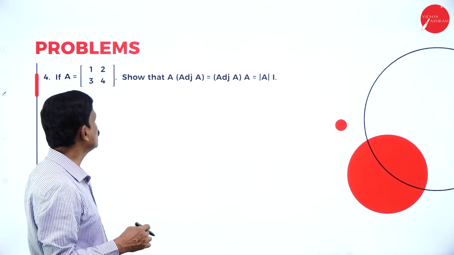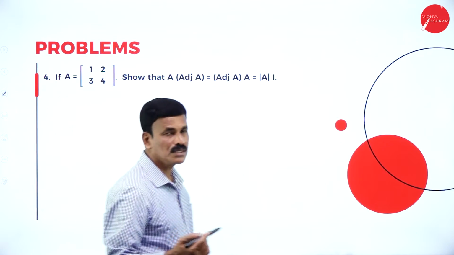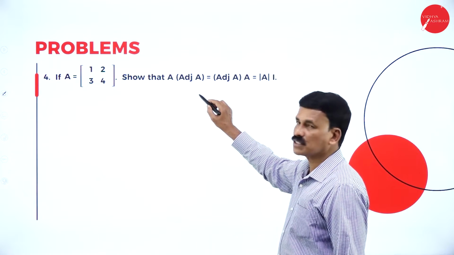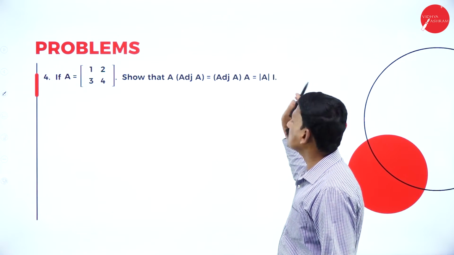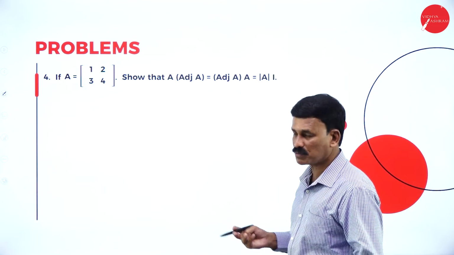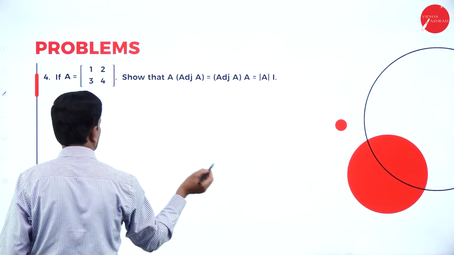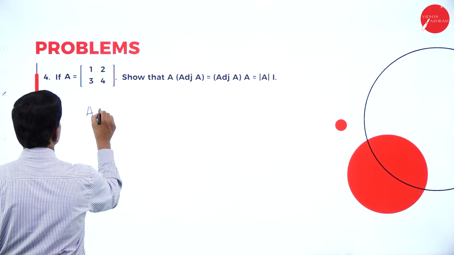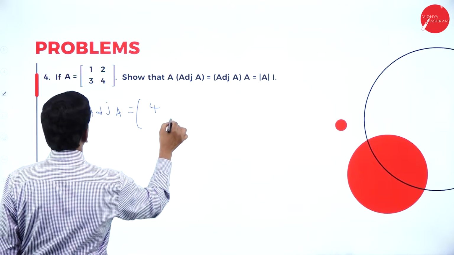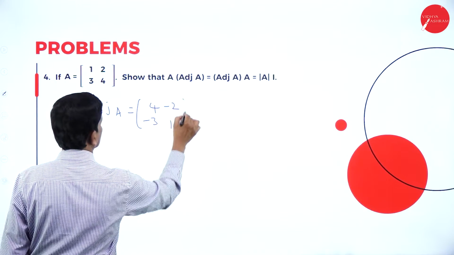Now, let us take a similar problem. I will do that property here. Show that A into adjoint of A is equal to adjoint of A into A, which is equal to determinant of A into I. Same problem. As I did in the previous one, the adjoint of A is 4, 1, with the diagonals interchanged.